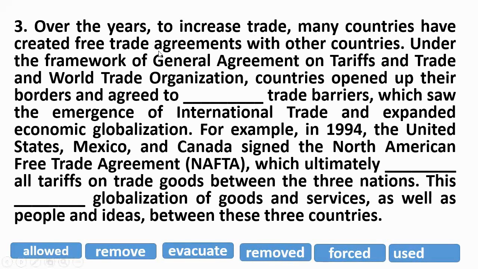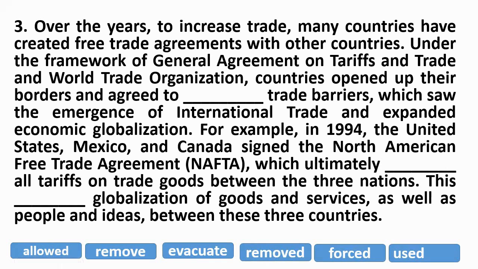It is something related to trade. Many countries have created free trade agreements under the framework of the General Agreement on Tariffs and Trade of the World Trade Organization. You need to know the meaning of tariff. Even if you don't know, not a big deal. Based on the agreements, countries opened up their borders and agreed to. Here, a very important thing to make a note of is the word "to".